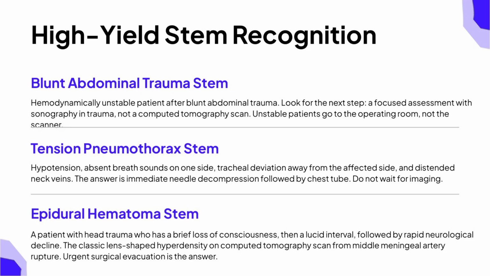Second, tension pneumothorax. This is a clinical diagnosis. Look for hypertension, absent breath sounds on one side, tracheal deviation, and distended neck veins. The answer is always needle decompression first. Never wait for a chest X-ray.